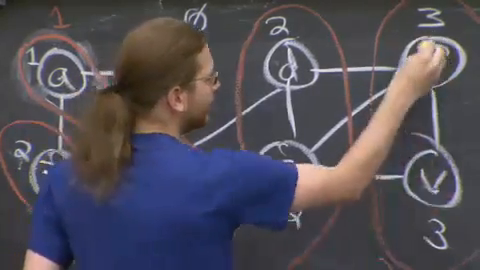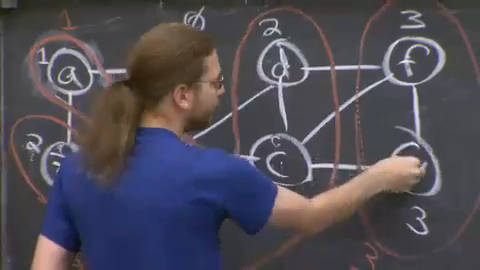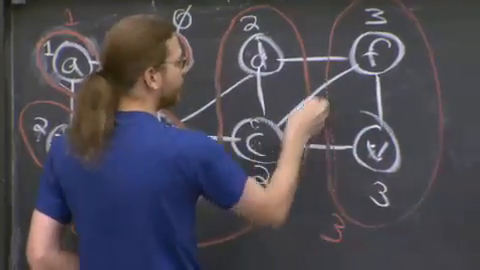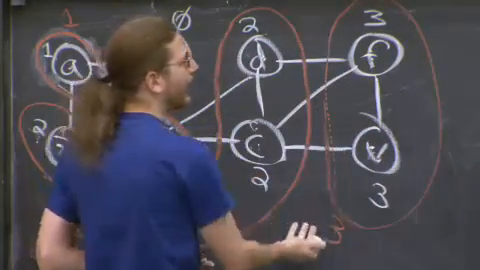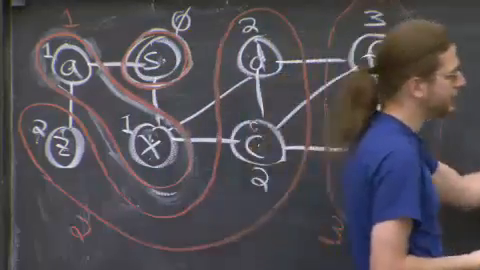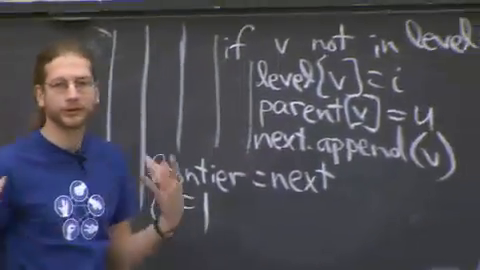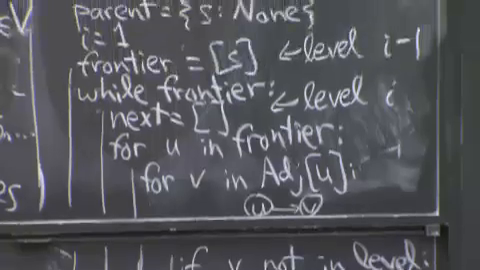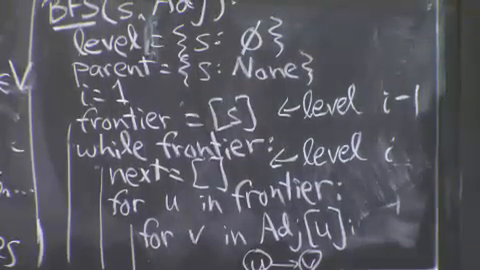Then we look at level 3. There's F. D's been done. C's been done. V's been done. We look at V. C's been done. F's been done. Nothing to add to next. Next becomes empty. Frontier becomes empty. The while loop finishes. Ta-da! We've visited all the vertices.